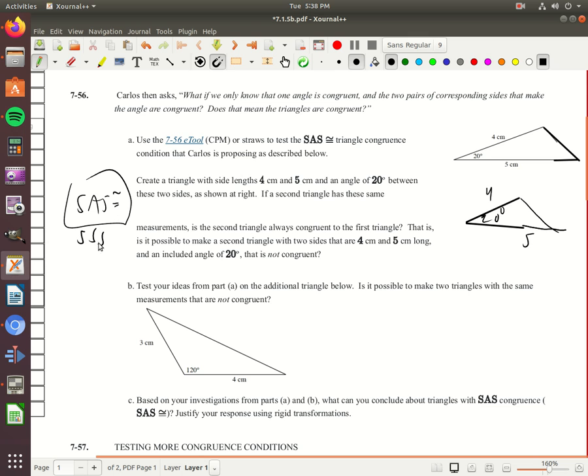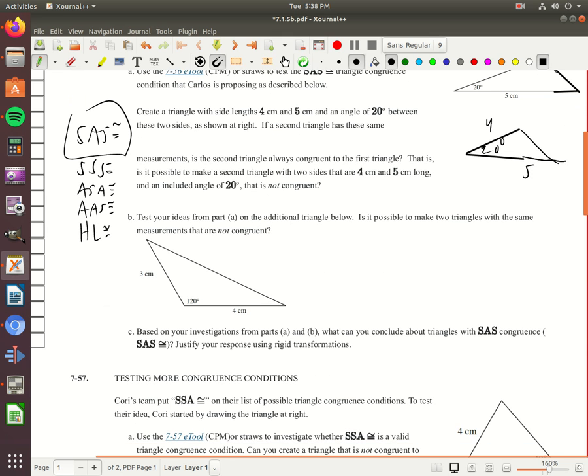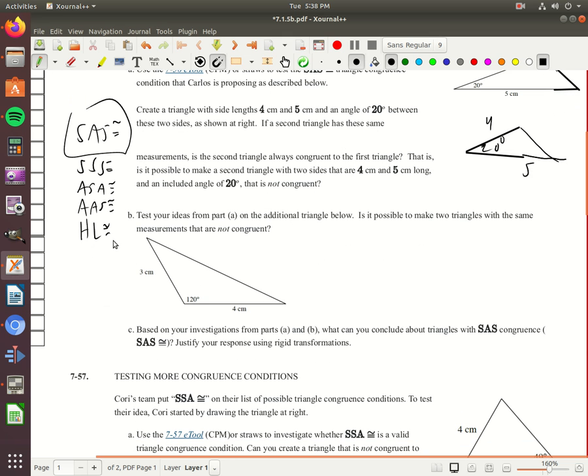We have side side side. We have angle side angle. We have angle angle side. And we have the one that everyone always forgets about. It's only true if it's a right triangle, hypotenuse leg. By the way, I will say hypotenuse leg is only true if it's a right triangle, but if it's a right triangle, it doesn't mean it's hypotenuse leg. We'll look at more examples of that as we go.